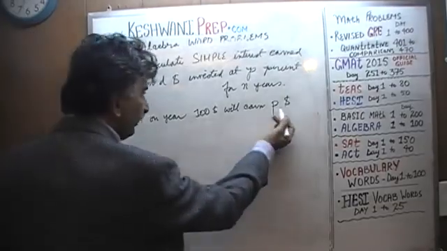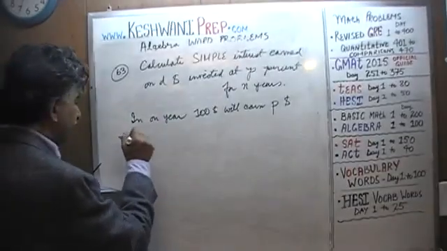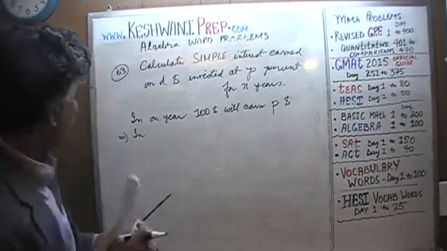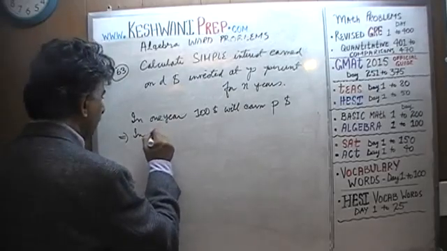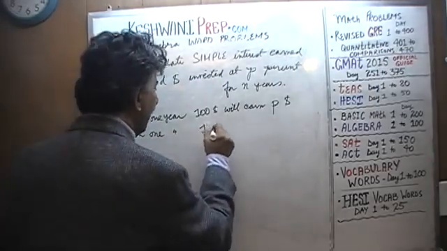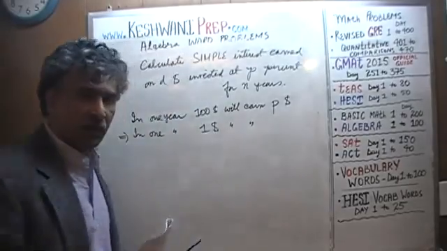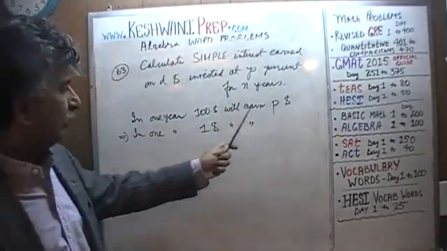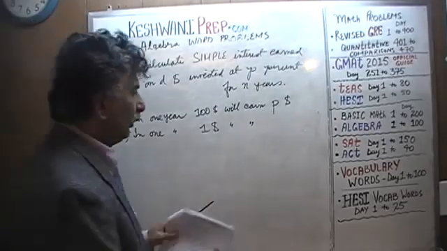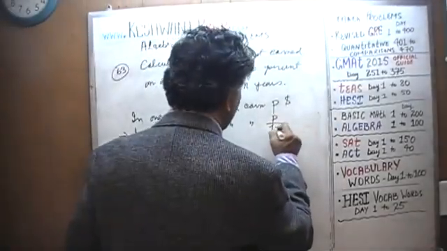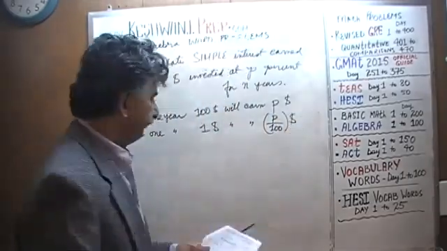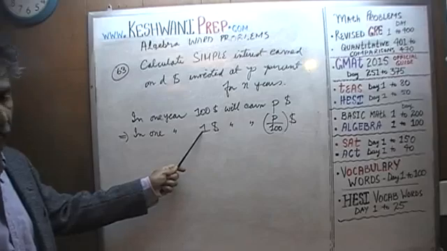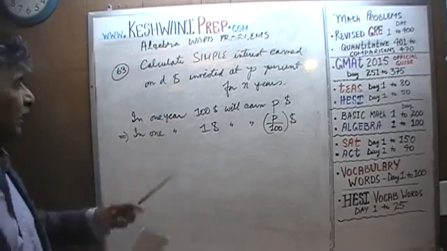If $100 earns P dollars in one year, how much should a dollar earn? Well, if $100 is earning P dollars, $1 should earn 1/100th of that: P over 100. Are we investing $100? No, we're not. Are we investing a dollar? We're not investing a dollar. We are investing D dollars.